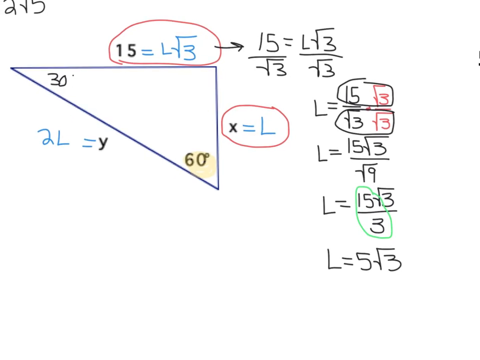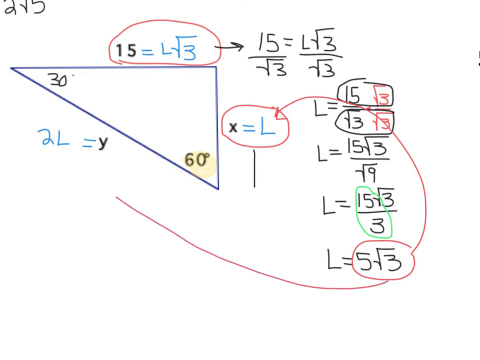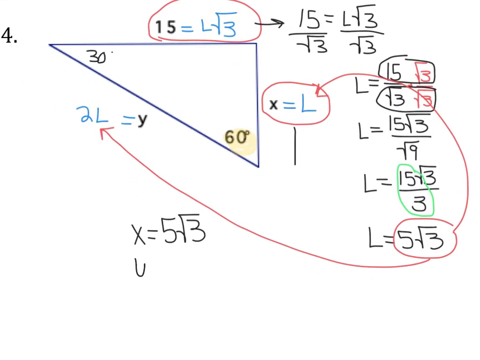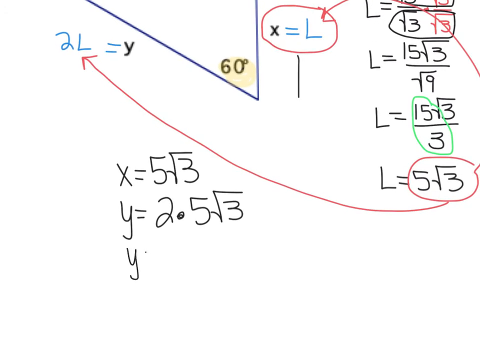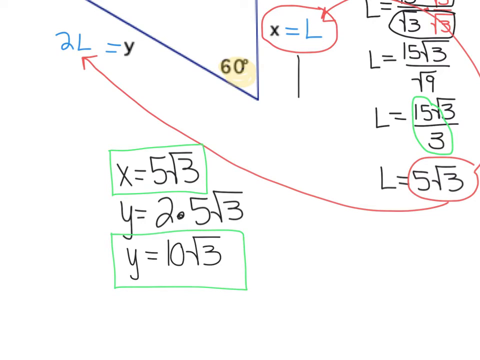Okay, so now if I'm solving for x and y, I'm going to take what I found for L, plug it in here, and then plug it in there to get y. So if x is equal to L, x is equal to 5 root 3. Y is equal to 2 times 5 root 3. When I multiply here, I'm going to do 2 times 5 is 10, square root of 3. Okay, so x, because it's L, is 5 root 3. Y is going to equal 10 root 3.